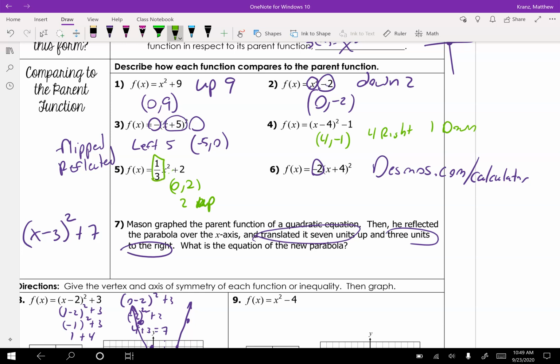And this 1/3 just means that it's going to be a reduction or a compression by a third. So it's going to get wider, believe it or not, because it's going to push down on top, and we're going to see that. The -2 means that it is reflected, and it has an expansion by 2, and the +4 means we're going to go 4 left, and that would put our vertex at -4, 0.